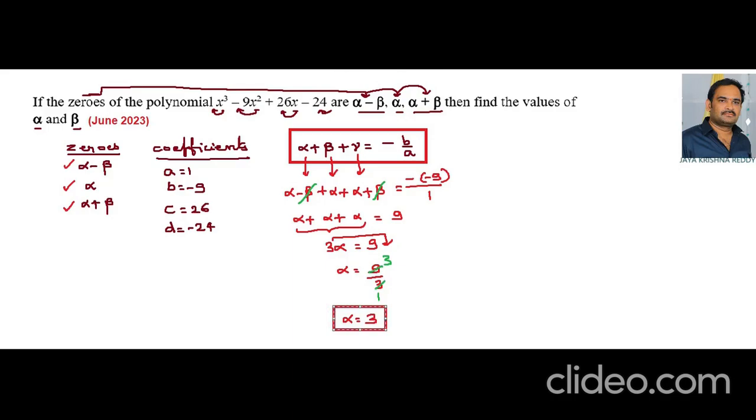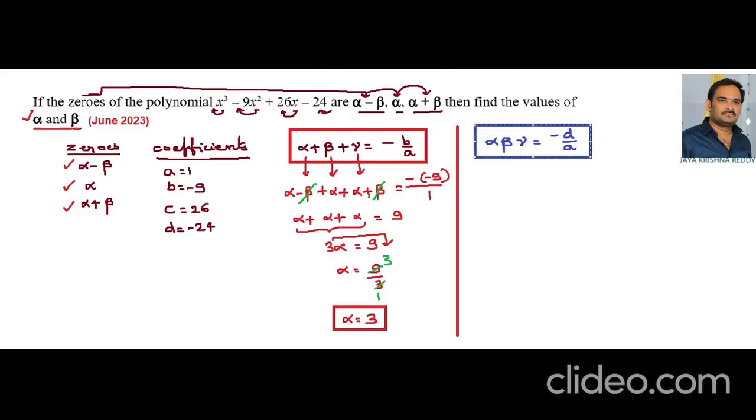Alpha equals 3. Here we have to find the values of alpha and beta. So we know the value of alpha, that is 3. To find the beta value, we have to use another formula, that is alpha into beta into gamma equals minus d by a. This is the third formula of the relationship between zeros and coefficients. So by using this formula, we can find the value of beta.